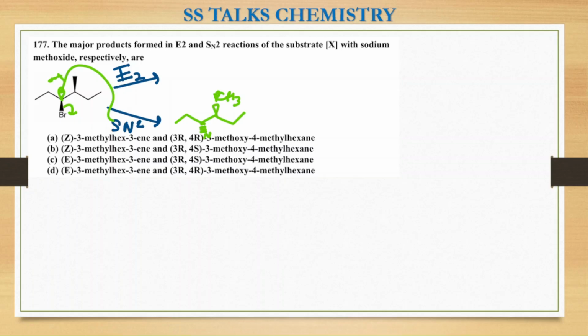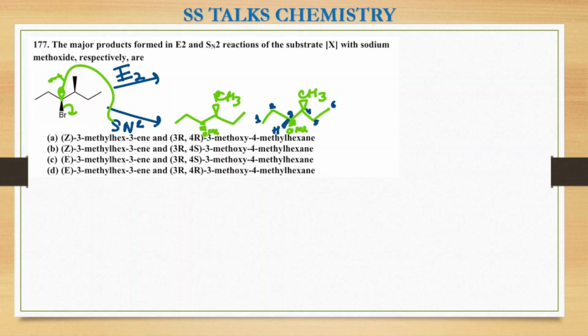This nucleophile is sodium methoxide. So at the dash position we will have the OMe. We have to find the IUPAC name for this. At the wedge position we have this methyl group, and at the dash position this OMe group. So do the numbering and find the stereochemistry. It is 1, 2, 3, 4, 5 and the sixth, so the hexane species is present. At the third position is this methoxy group.